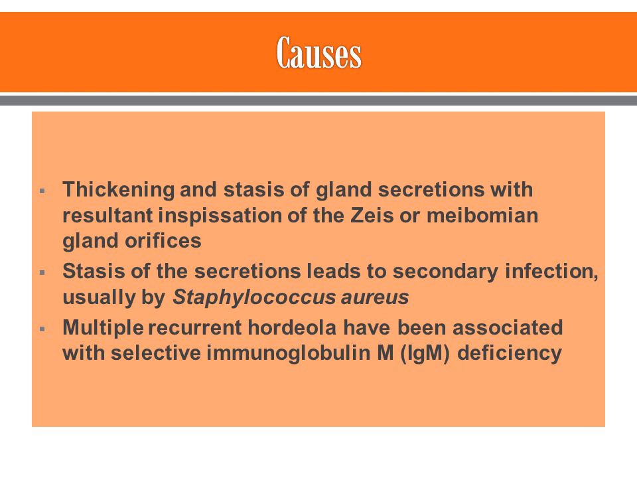Some of the causes of a hordeolum is the thickening of the gland secretions. So what happens is that the Zeis gland or the meibomian gland orifices really are not able to secrete. So they get stasis of those secretions, and then that's when they end up getting the secondary infection of staph. And if somebody does have multiple recurrent hordeola, you have to start thinking about immunoglobulin M, because that is one thing that could be a cause of hordeola if they're getting them over and over and over again.